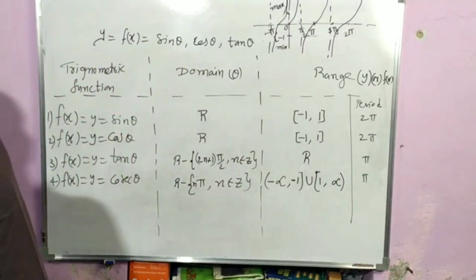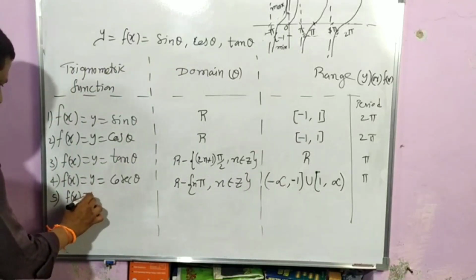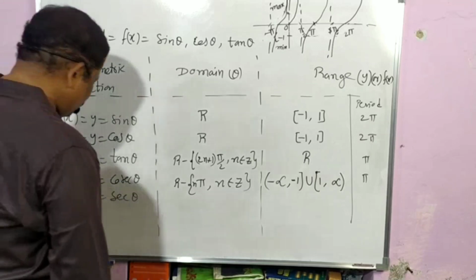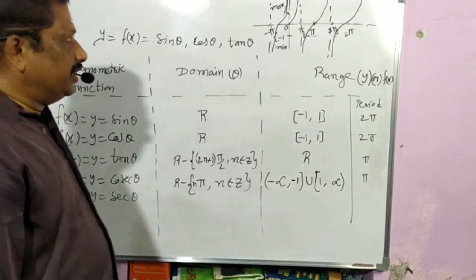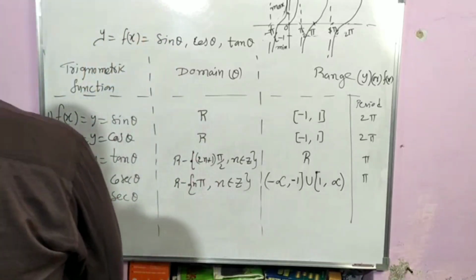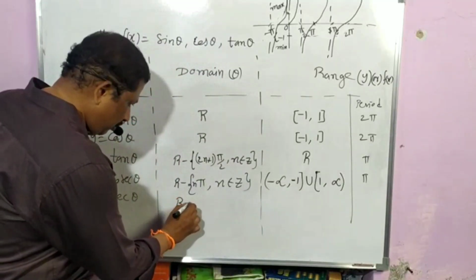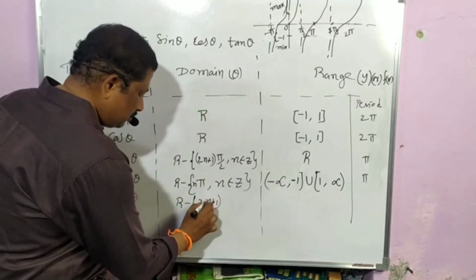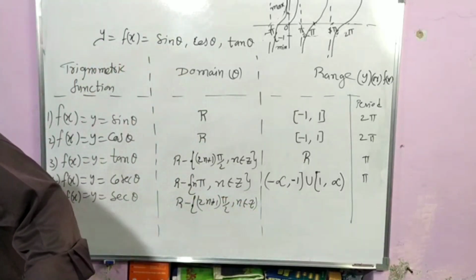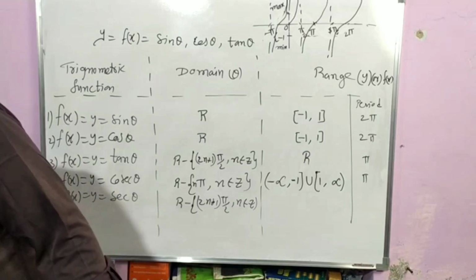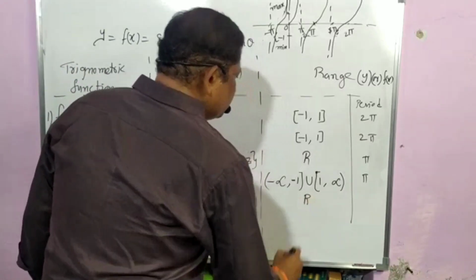Next, the fifth function, f(x) = y = secant θ. Secant θ is not defined at 90 and the multiples of 90, so you have to remove them here. The domain is R minus (2n+1)π/2, n belongs to Z. Here also the range is real numbers.